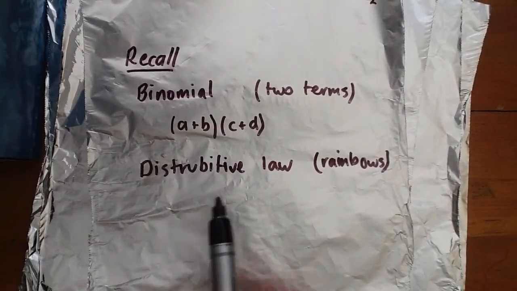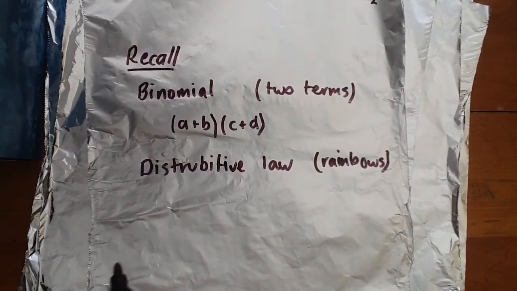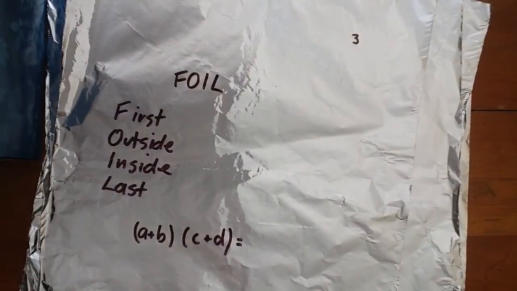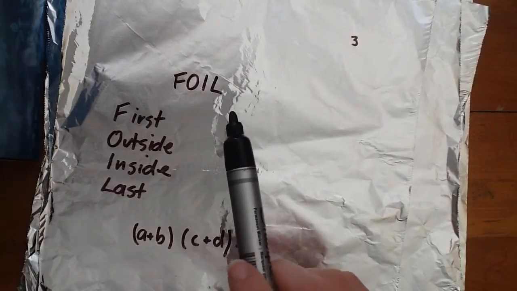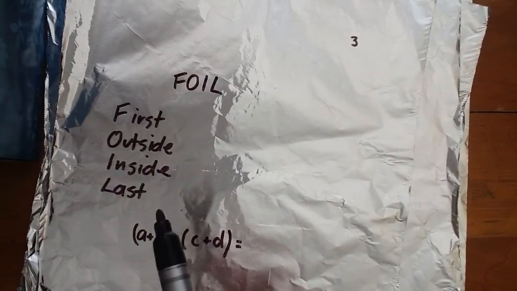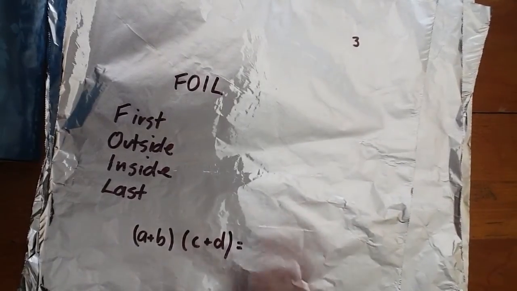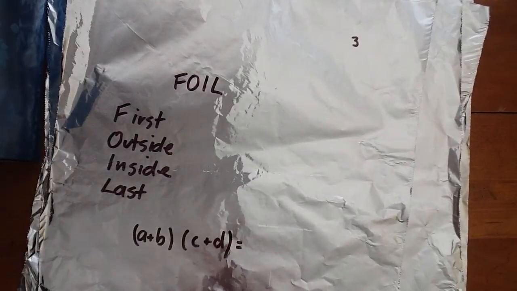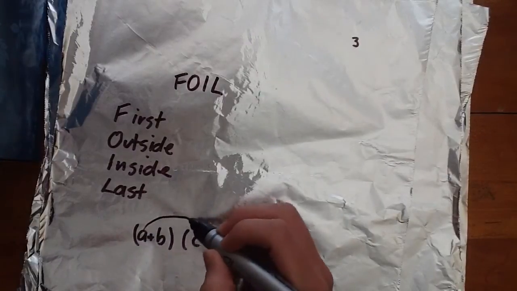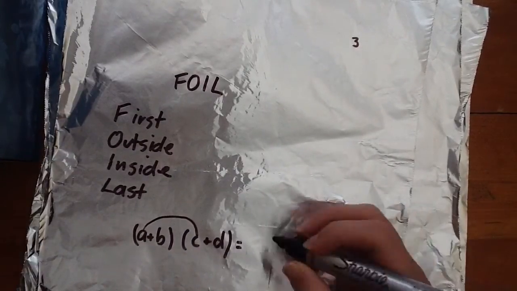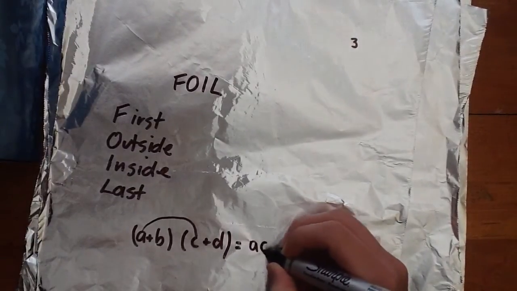We also need to remember the distributive law when it comes to expanding expressions, which we often refer to as rainbows. The acronym FOIL that we use in this instance talks about first, outside, inside, last. So if we look at our expression here, in order to expand using FOIL, we would multiply the first term in each set of brackets, so that would give us ac.